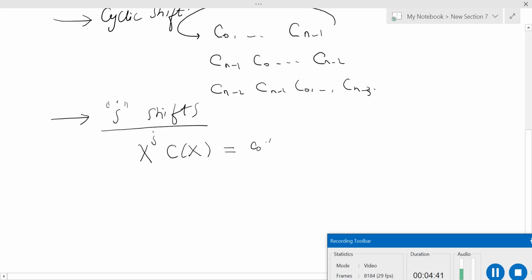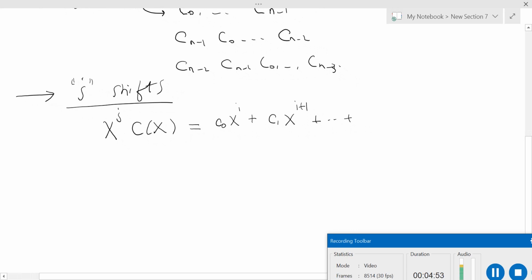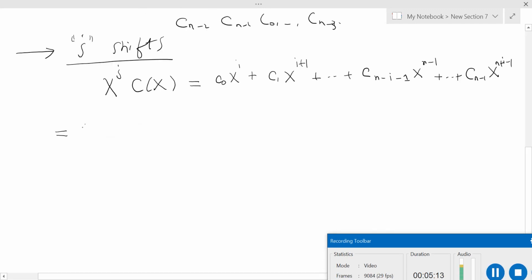I will obtain c0 x to the power i plus c1 x to the power i plus 1 plus, and there will be some term denoted by c of n minus i minus 1 x to the power n minus 1, plus finally c of n minus 1 x to the power n plus i minus 1. Now I will take x to the power n as common, but before that we will write some of the terms in more detail. So let's write it again.